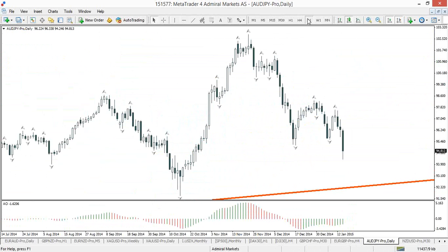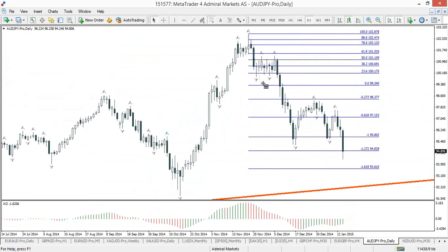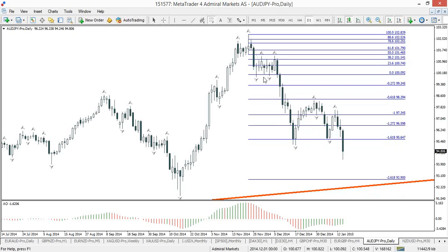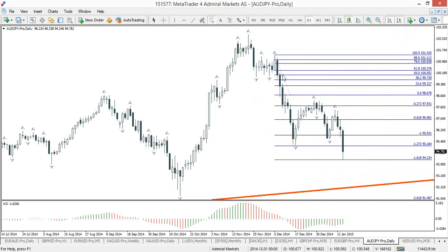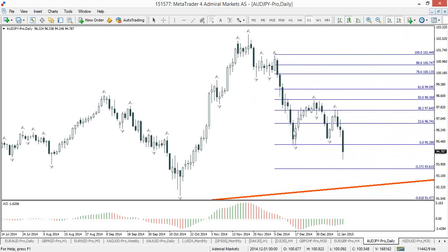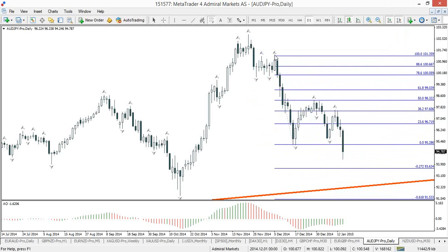Let's see how the daily looks like here. The daily all the way down to the minus 618. That was a very big extension. You see that? Big fall, and we got a second bounce after that, so let's move the fib a bit lower from here to here. I don't know if you heard that, that's my cat. She's giving her opinion on the pair.